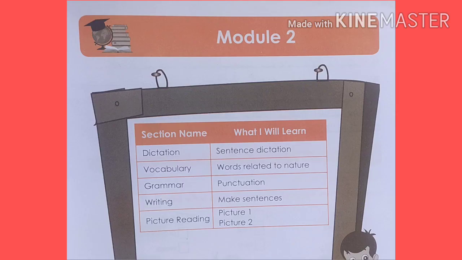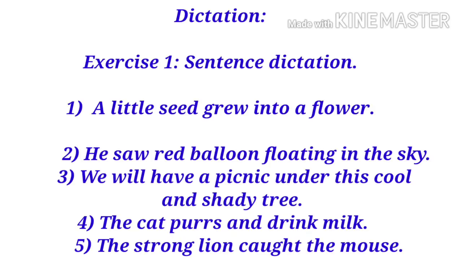So students, here we can see 5 sections: dictation, vocabulary, grammar, writing, picture reading. From these sections, we will learn about sentence dictation, words related to nature, punctuation, make sentences, and picture 1 and picture 2. So let's start.